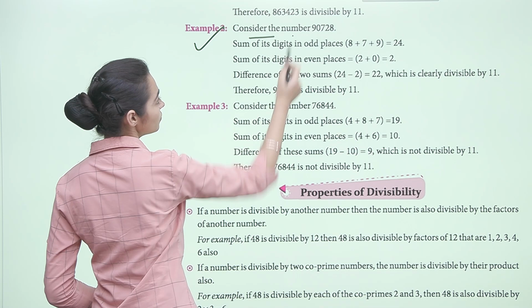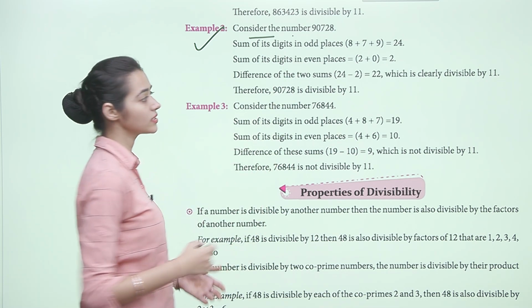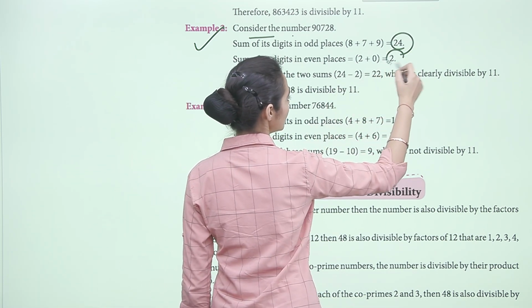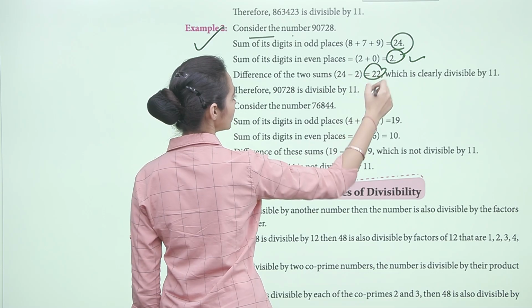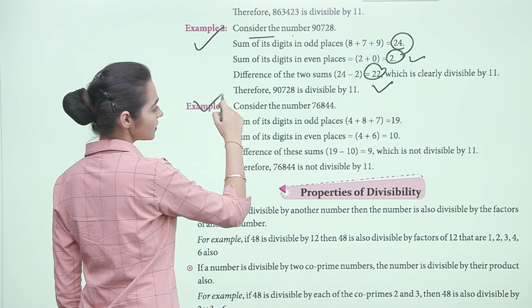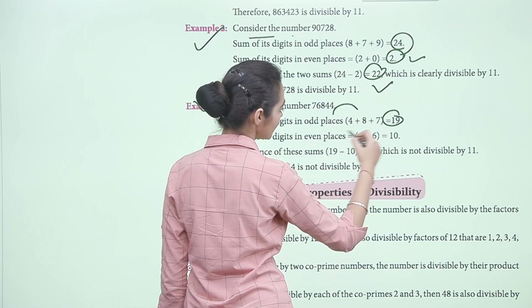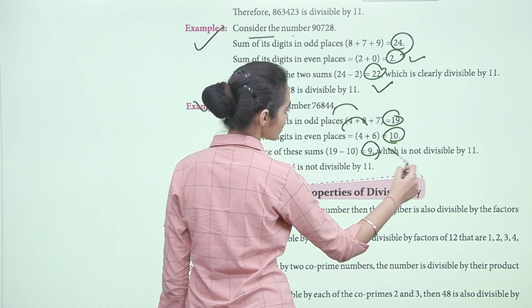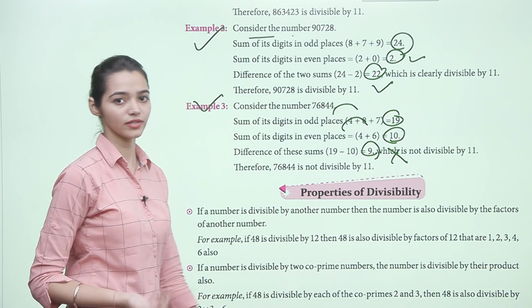In example number 2, we have considered this number. Now the sum on odd places is 24, even places 2, and 22 is also divisible by 11. In the third one, odd places sum is 19, even places 10, 9 is not divisible by 11, so this number is also not divisible.